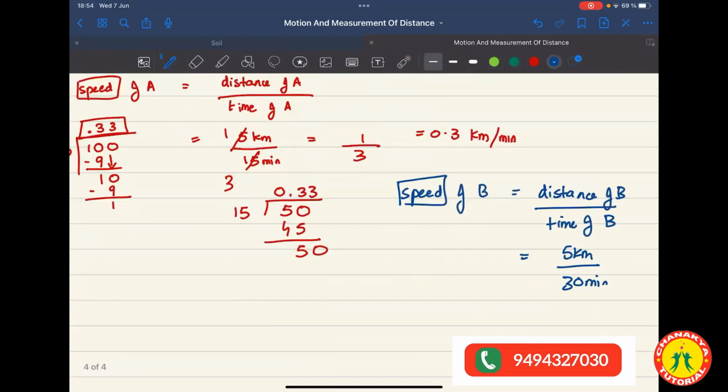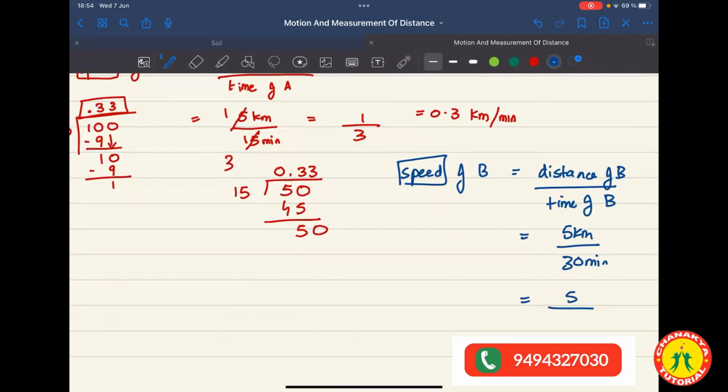Use the method that I taught you. What is the table that goes for both? 5, so 30 comes in 6 times. And 5 goes in 1. So 1 by 6. Now you can do the division. What is 6 divided by 1? What is it?